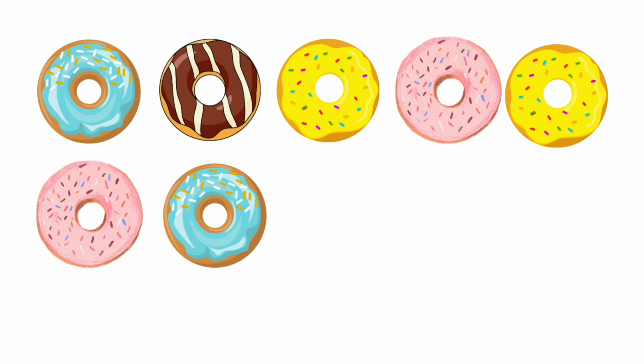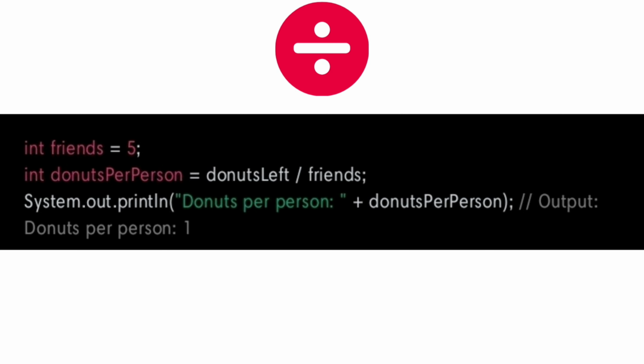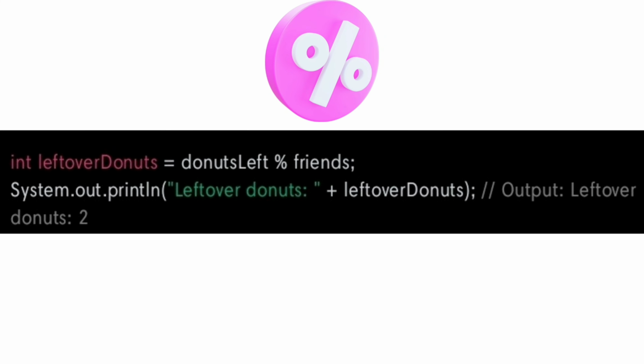Simple, right? Now, what if you and 4 friends decide to share the remaining donuts equally? You'd use division to figure out how many donuts each person gets. But wait, what if there are leftover donuts? That's where the modulus operator comes in. It gives us the remainder of a division.